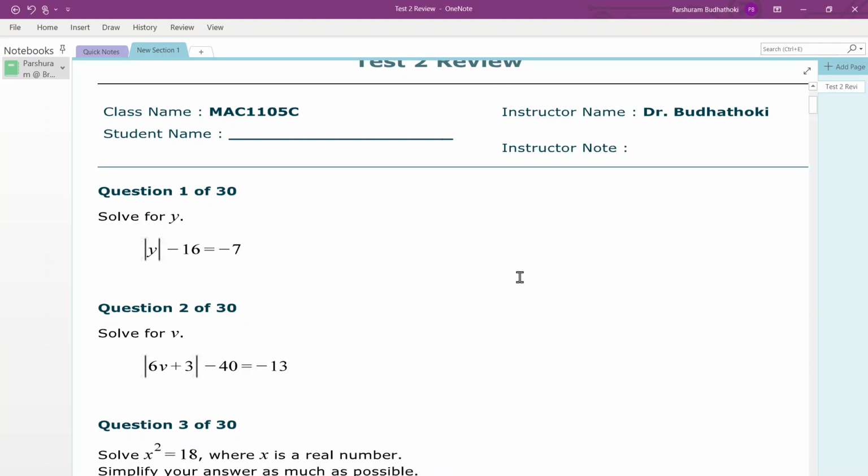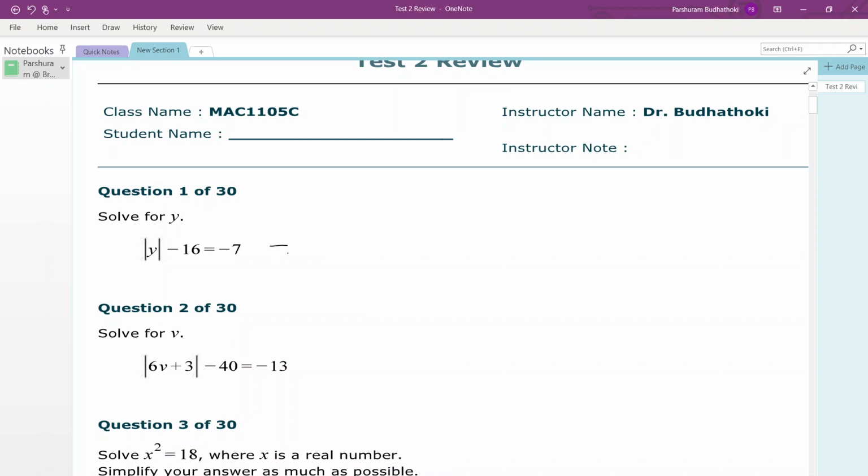Okay, this is a test 2 review for MAC 1105C. There are 30 questions. The first problem is solve for y: absolute value of y minus 16 equals negative 7.